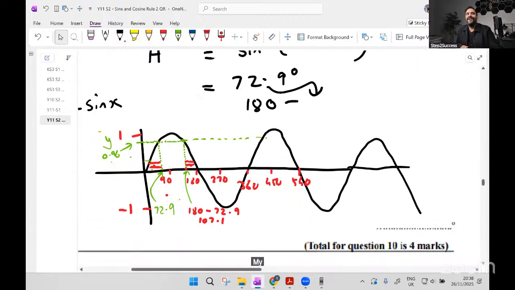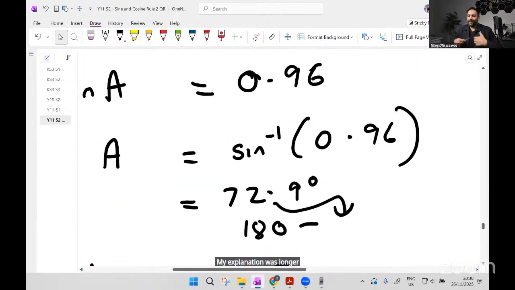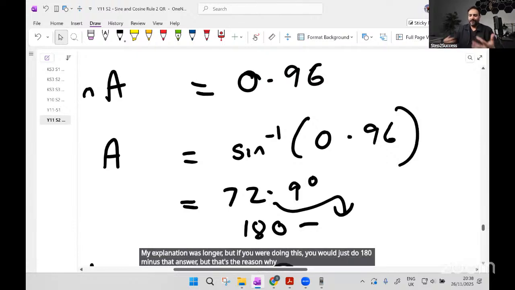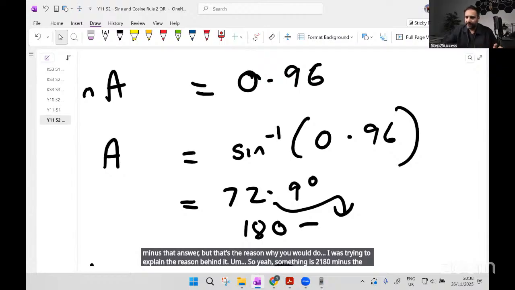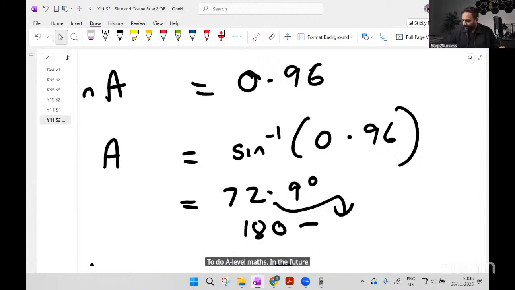My explanation was longer, but if you were doing this, you would just do 180 minus that answer. But that's the reason why you would do it. I was trying to explain the reason behind it. So yes, that's all you need to do. 180 minus the answer will get you to the correct one. If you have any aspirations to do A-level maths in the future, then you will do a lot of this. Hence why I know it quite well.